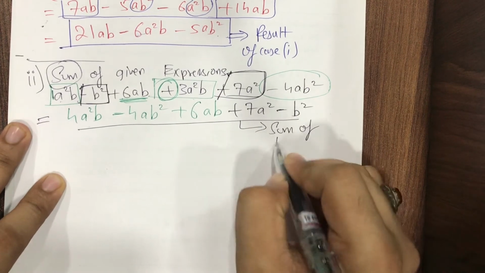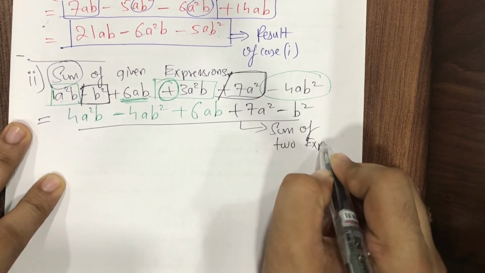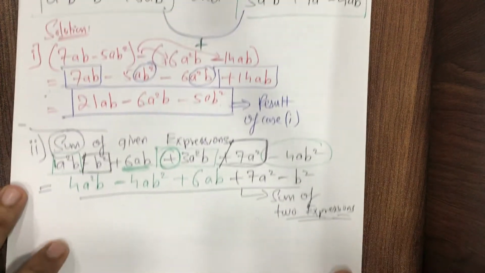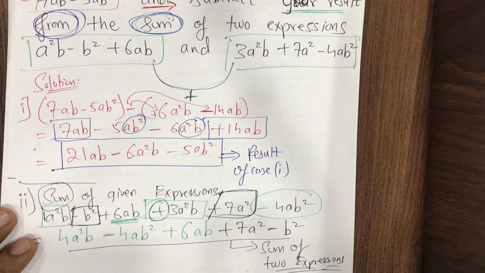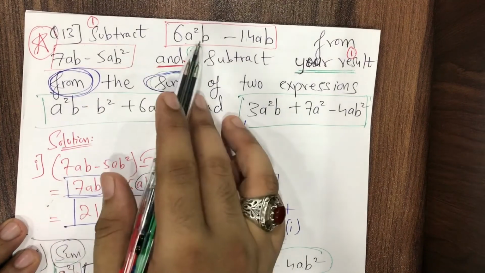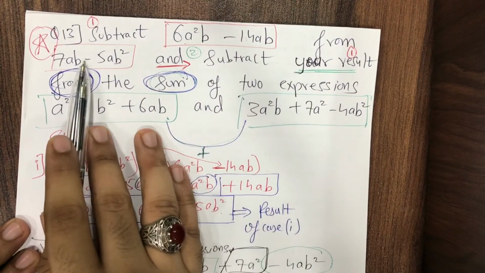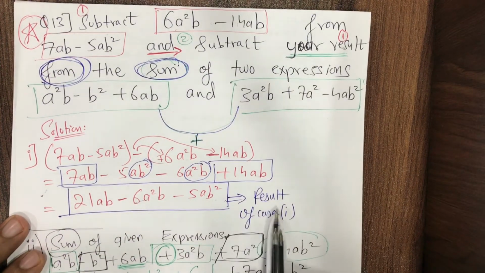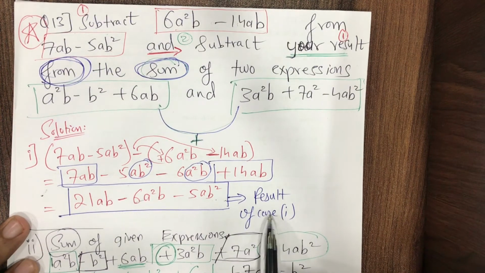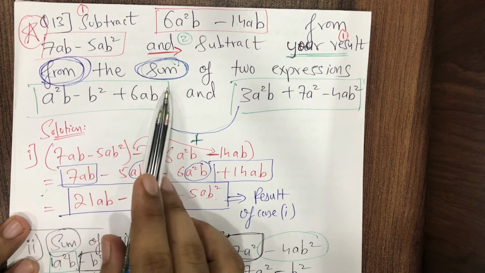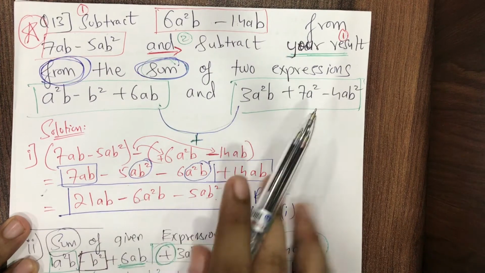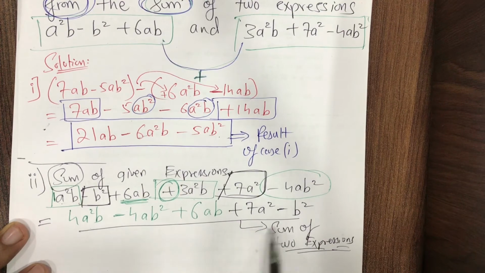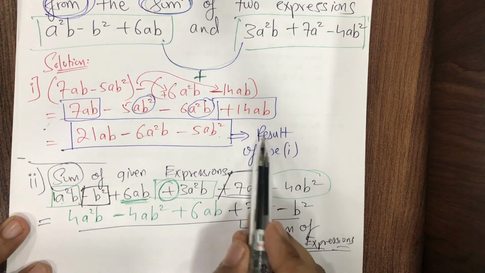Sum of 2 expressions. Okay. Now see again, once again students, it was given to us that we subtract this from this. We did that, and we subtract your result, whatever result we obtained. This is the result we obtained, result of case 1. We have to subtract this from what? From the sum of 2 expressions, this and this. And students, we obtained the sum. This is a sum. So can I say from this huge sum I have to subtract this result?